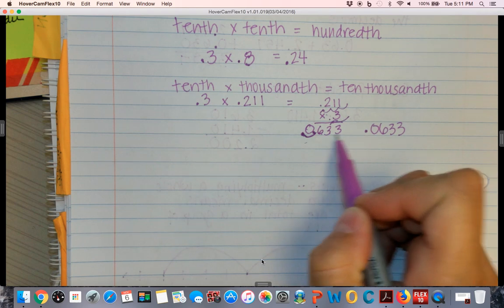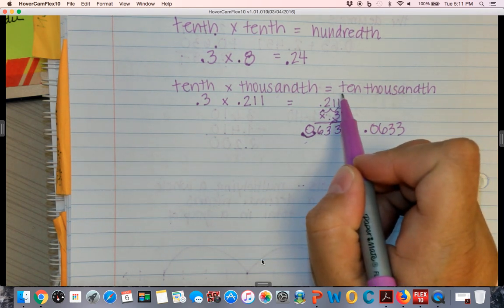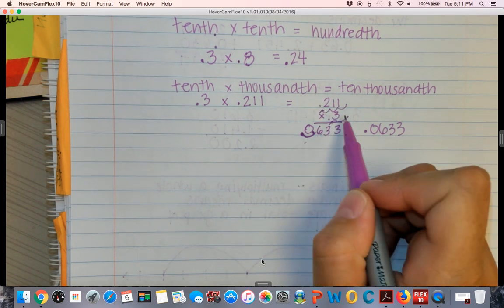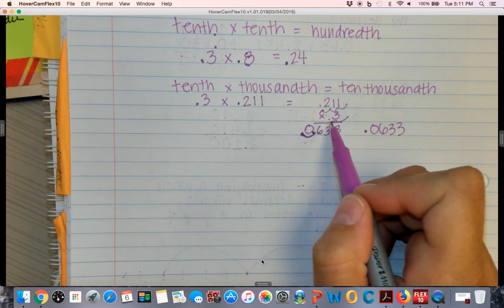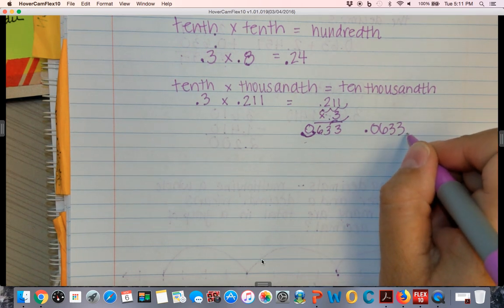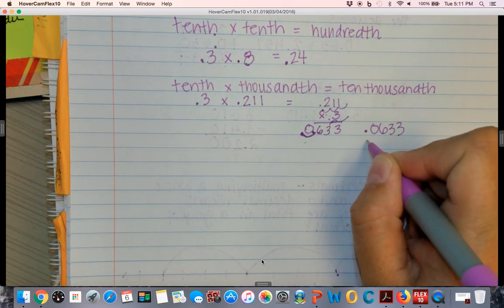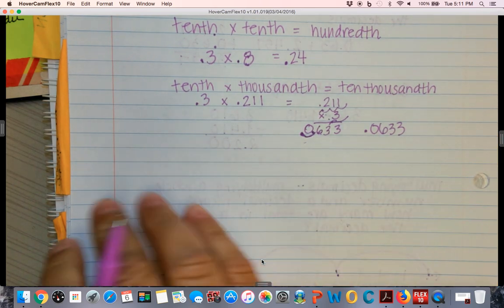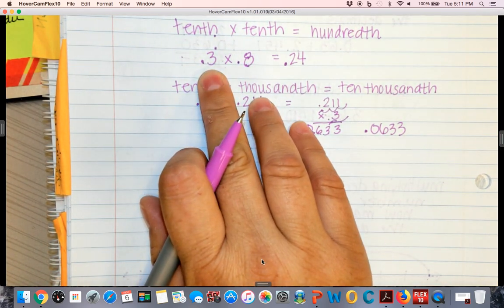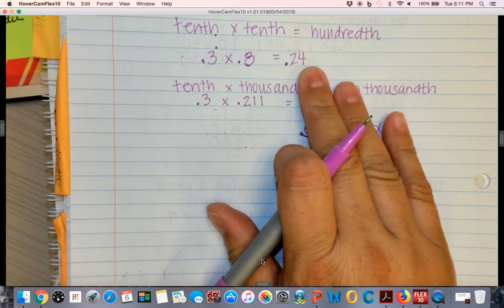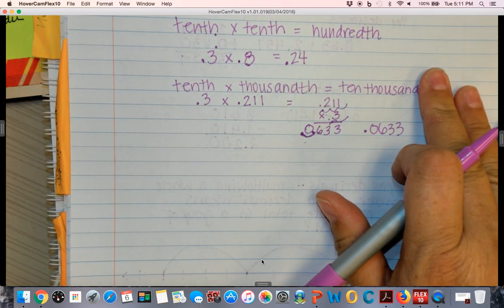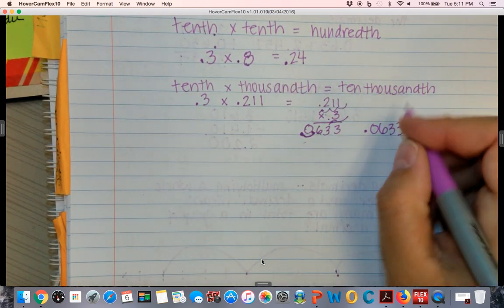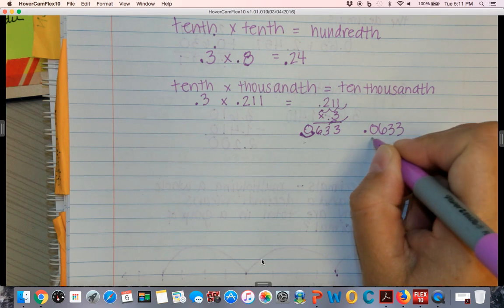So because I know my answer is going to be a 10,000th, and I have 3 decimal places here and 1 decimal place here, that gives me 4 decimal places. 1, 2, 3, 4. And if I don't have anything in that space, I have to put a 0. Just like 10 times 1,000 would give me 10,000. It's backwards. We're going backwards. And you can tell by the place value.